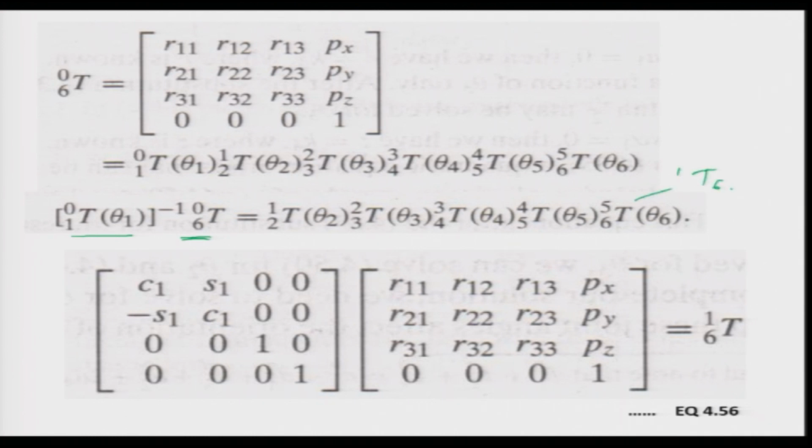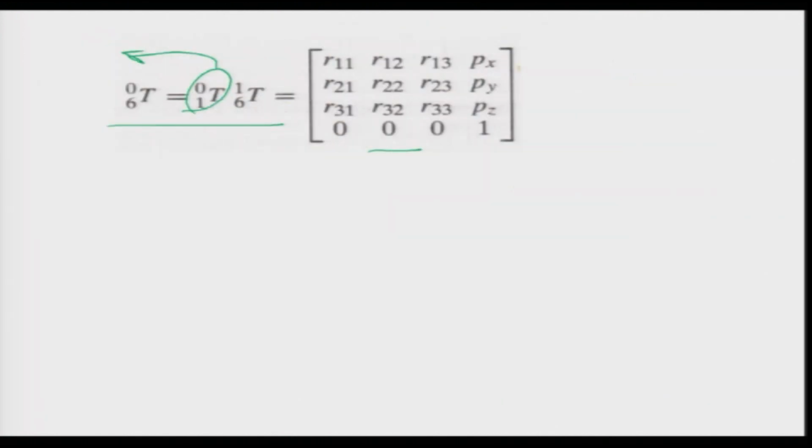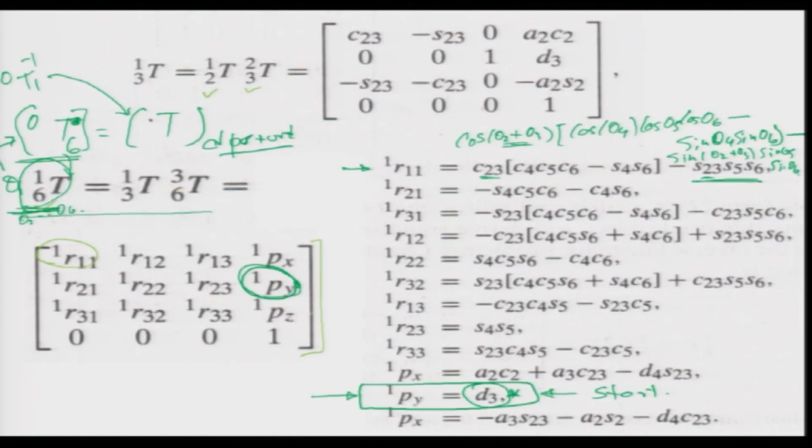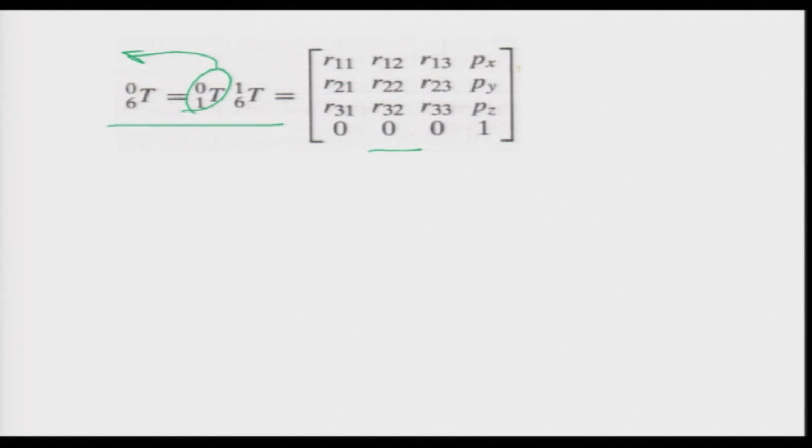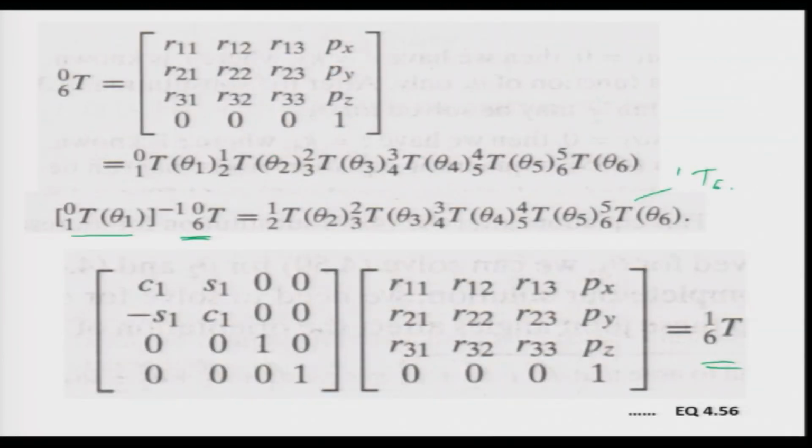So, this is our equation T 1 to 6, and you know what T 1 to 6 is? This one is T 1 to 6. Okay. So, this is our T 1 to 6 that we have got here. Okay. This is my T 1 to 6 which is here.